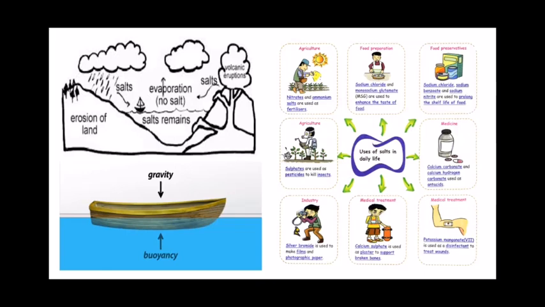Now children, as you all know, seawater is salty, and the reason for high salinity in the ocean is the high rate of evaporation and low supply of fresh water.